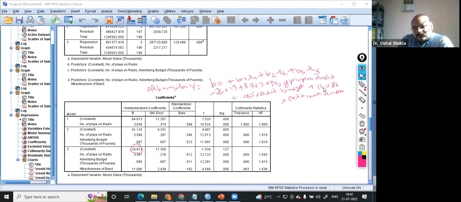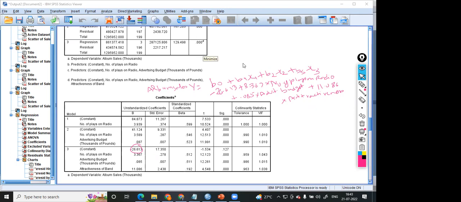But only one more time the song is played on the radio is yielding 3,367 albums. So the optimal solution is this, because it won't cost much for playing one more time the song on the radio, but in return it will yield 3,367 albums. Is that clear?